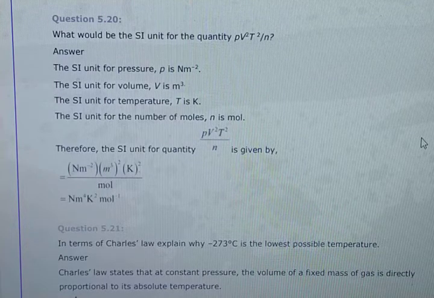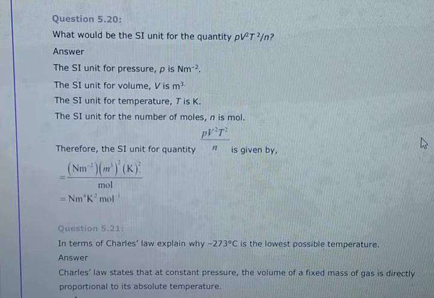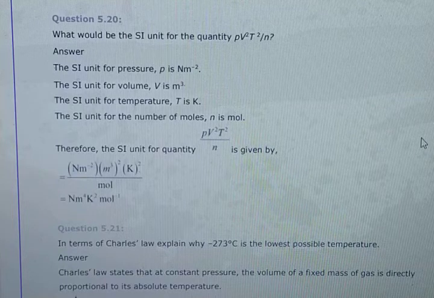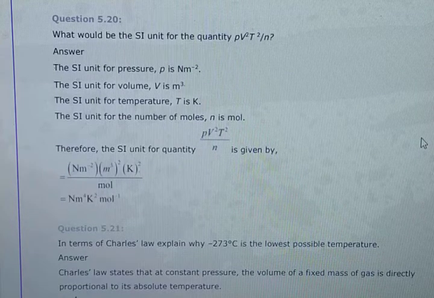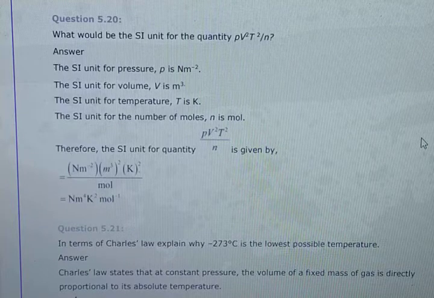So therefore the SI unit for the quantity PV²T²/n is given by (Newton per meter square) × (meter cube)² × (Kelvin)² per mole, that is Newton meter to the power 4 Kelvin to the power 2 per mole, right? This was our question number 20. Now we are moving to question number 21.